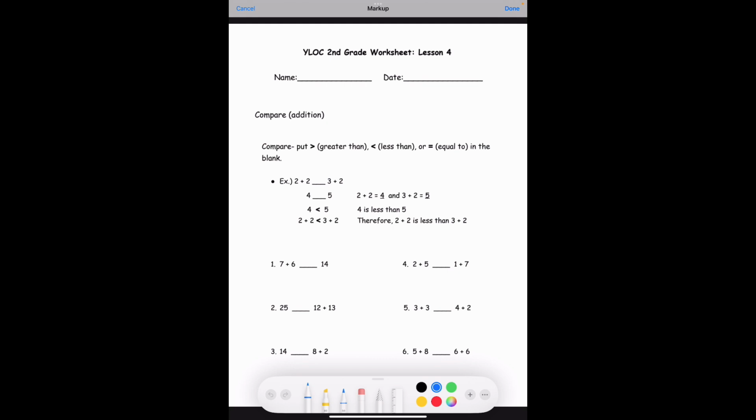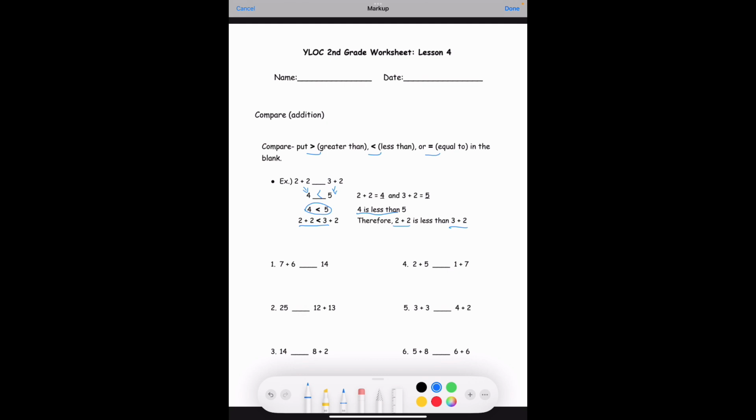Okay, comparing addition. Compare, put greater than, less than, or equal to in the blank. Example: 2 plus 2, blank, and 3 plus 2. 2 plus 2 equals 4, and 3 plus 2 equals 5. Which number is greater, 4 or 5? 5 is greater, so we are going to put the sign opening towards 5, like this. So, in the end, 2 plus 2 is less than 3 plus 2. And 4 is less than 5, so 2 plus 2 is less than 3 plus 2.